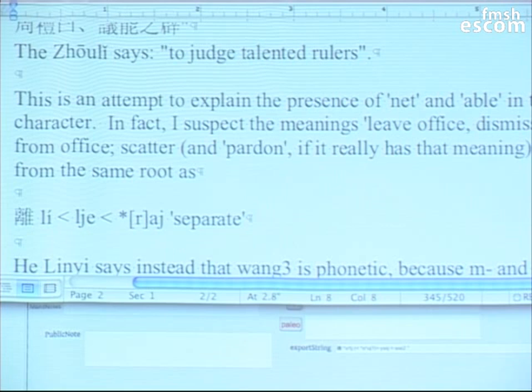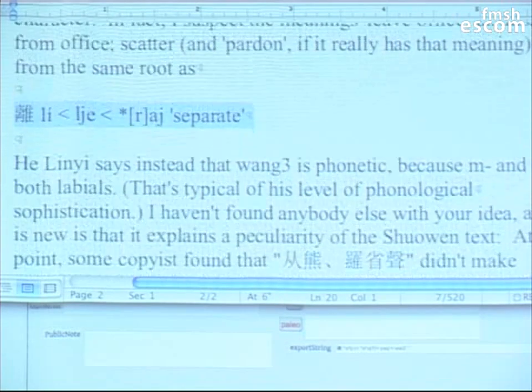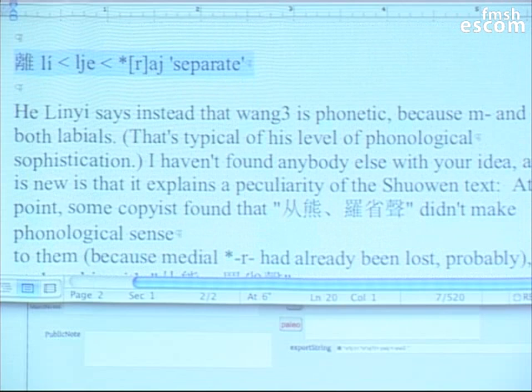And I suspect that the meaning, this is a side thing, I suspect this meaning of to leave office or to dismiss could be related to this word, separate, but that's just speculation.